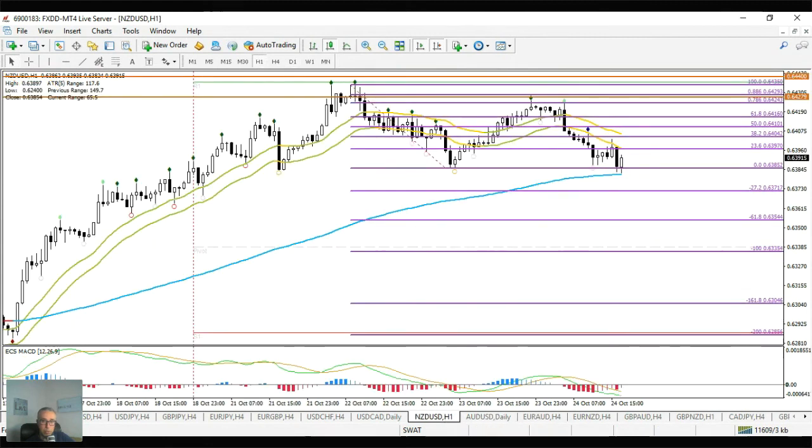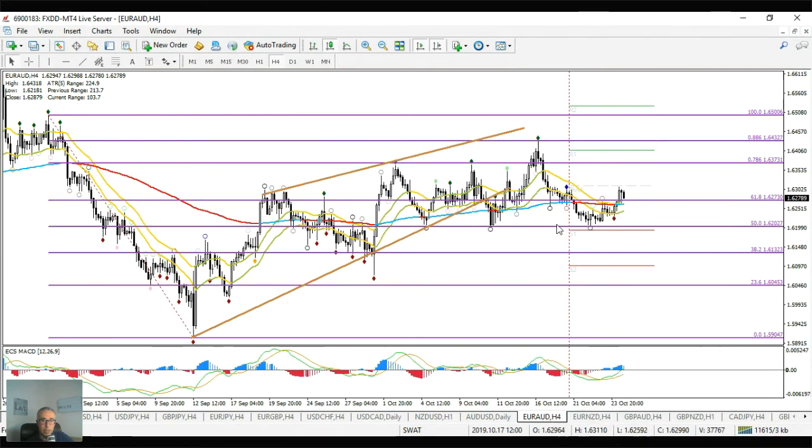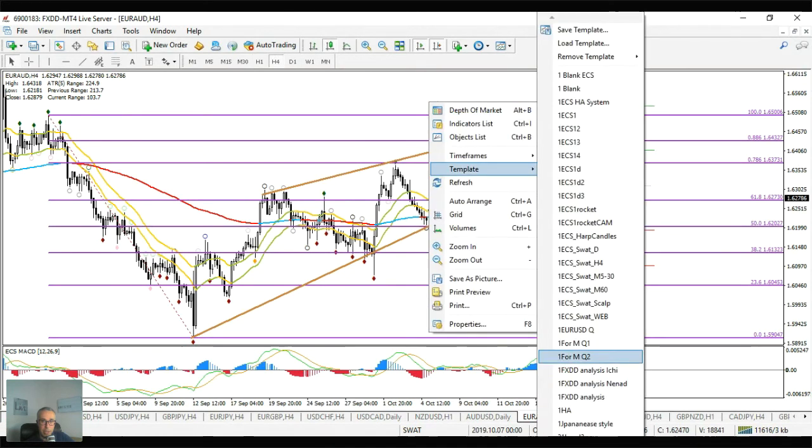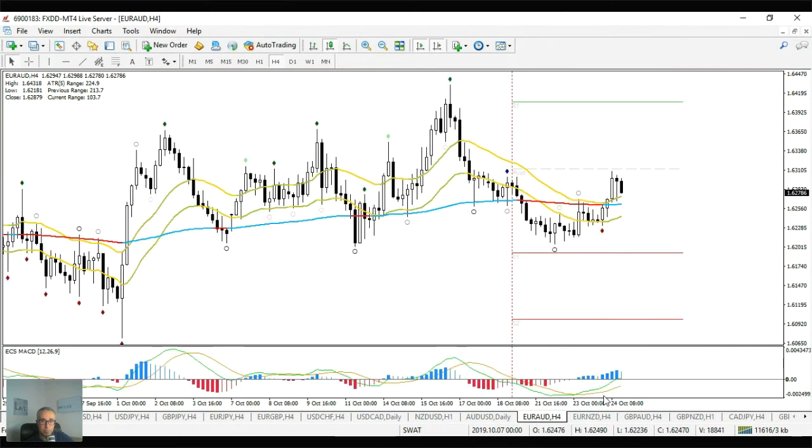Kiwi maybe too. Depends a little bit on the AUD New Zealand. Let's take a look later. Euro AUD, if anything, still more bullish, breakout possible, but let's see. Actually, confirms a potential breakout.